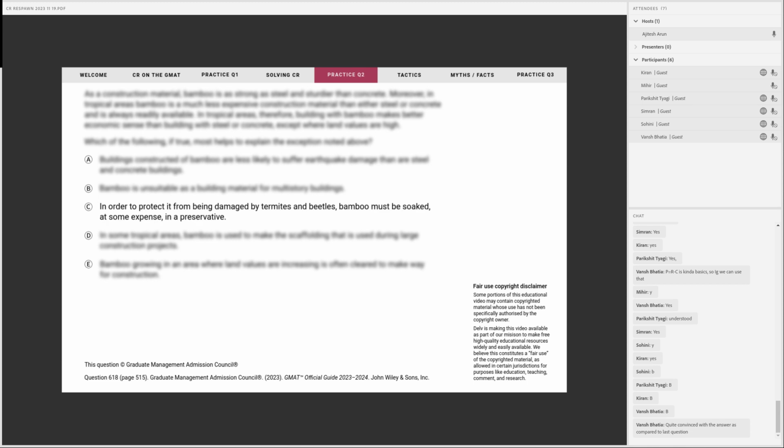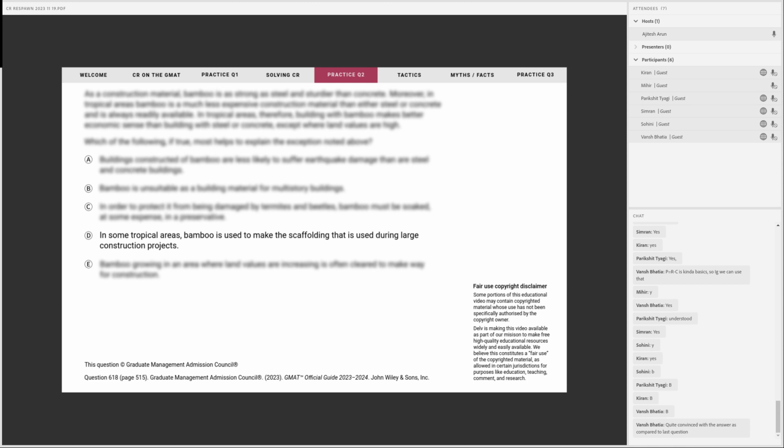Now let's quickly remove the other options. Option C. In order to protect it from being damaged by termites and beetles, bamboo must be soaked at some expense in a preservative. Now, again, this is slightly weird because it says at some expense, doesn't sound like it's too expensive. But the other part is, what does this have to do with land values are high, right? Are we saying that you're going to protect against termite and beetle damage only when land values are high? That's a little hard to believe. So the point is, this is a small expense. It doesn't seem like a big deal. So this is probably not the answer.